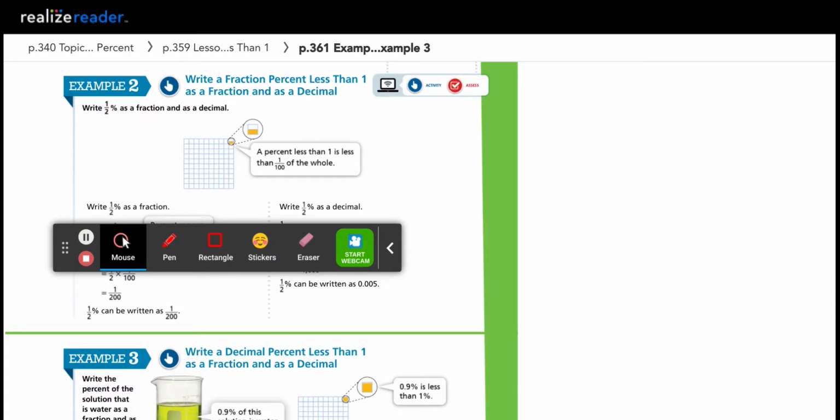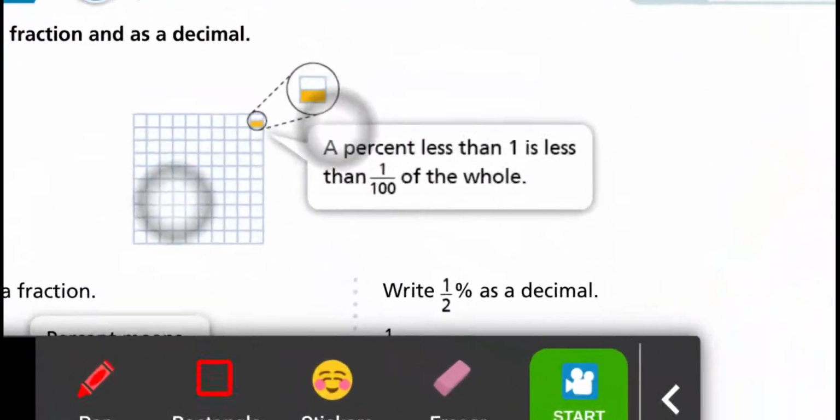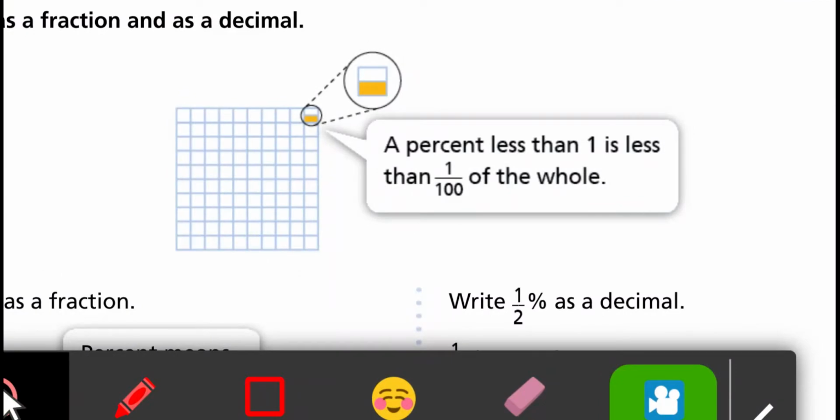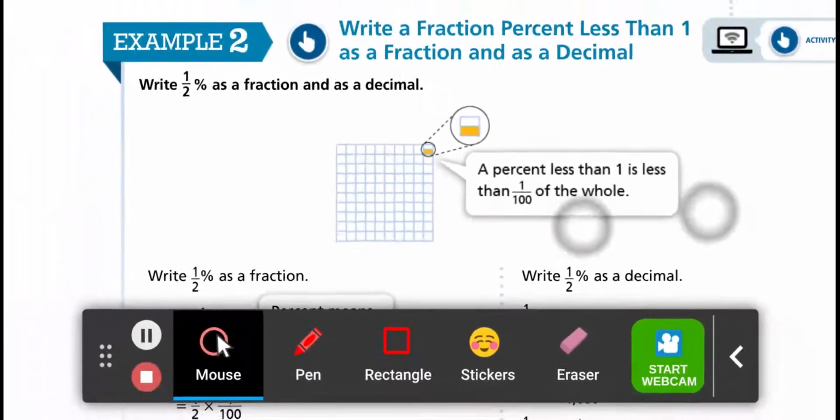Now let's look at example 2, which we have a fraction percent. So we have to write a fraction percent less than 1 as a fraction and as a decimal. So if we look at this hundreds cube, half of a percent is going to be less than the whole there. Remember we said that 1% is one box? Well, 1/2 of a percent is half of a box.